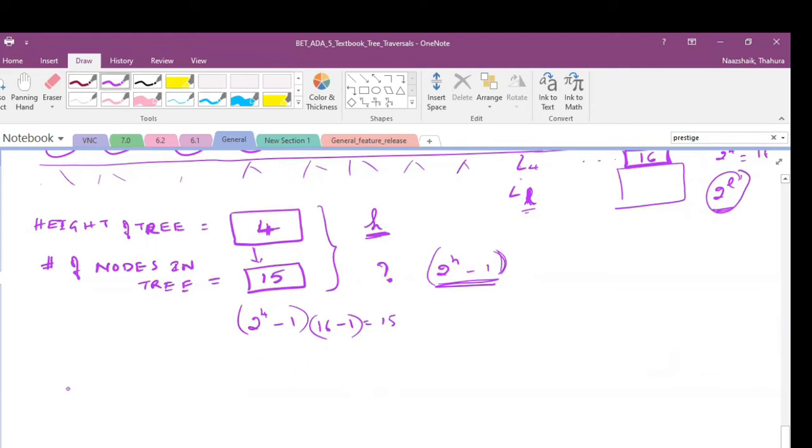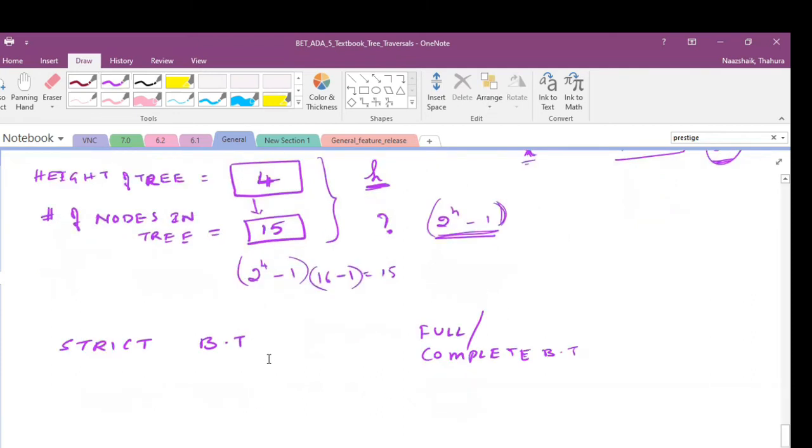Okay, just two other variants of binary tree, just definitions, no formulas and all. Strict binary tree, okay? And there is something called full or complete binary tree. Complete binary tree, right? What is a strict binary tree?